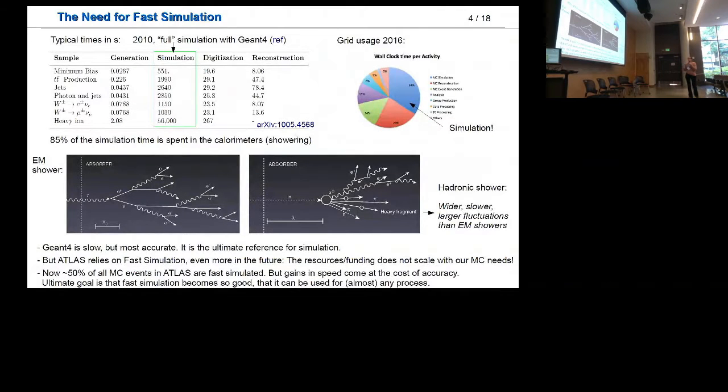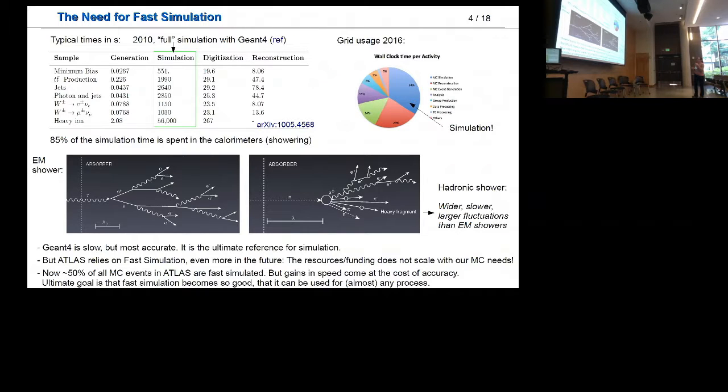Now, when we look at our simulation chain in ATLAS, we start with the event generation, then we call it simulation. In the digitization, we emulate basically the electronics output, and in the reconstruction, we go from this electronics output back to real physics objects. Looking at these numbers, simulation takes by far the longest time. Also looking at the grid resources, the blue is the simulation. The problem is our funding does not really scale with our Monte Carlo needs, so we have to speed that up. And most of the time of the simulation is spent in the calorimeters on the showering.